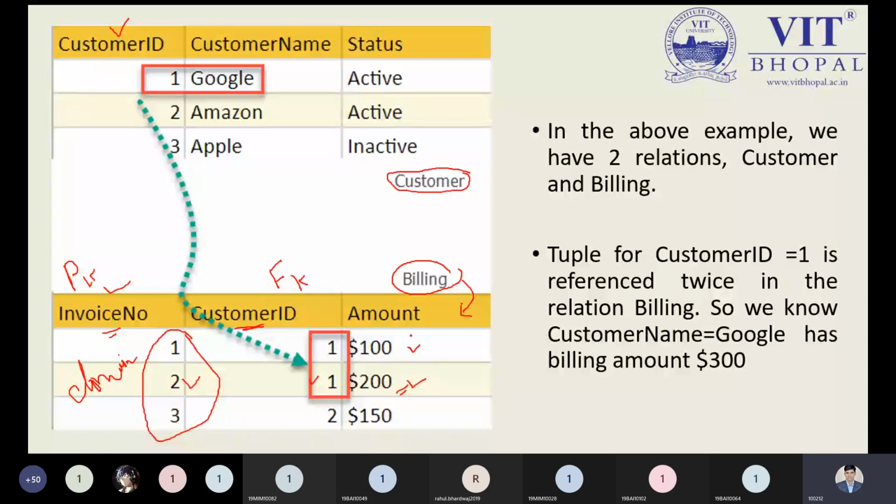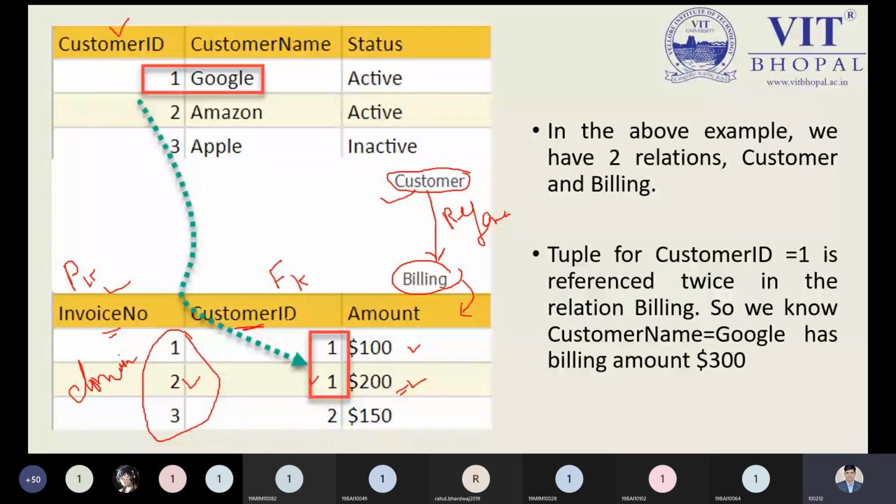So this is the foreign key, meaning we are taking the reference from the customer table. The billing table has the reference of the customer ID from the customer table. So we will take the reference from here. This is the example of the reference key. That's why the name given over here is referential integrity constraint.